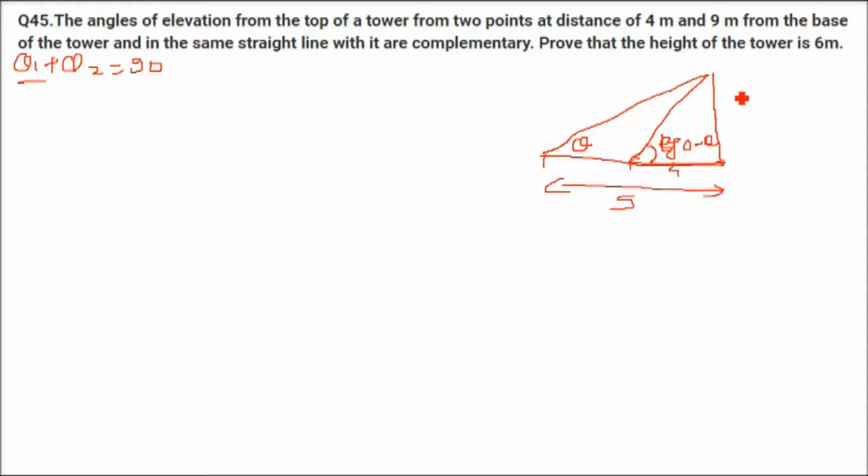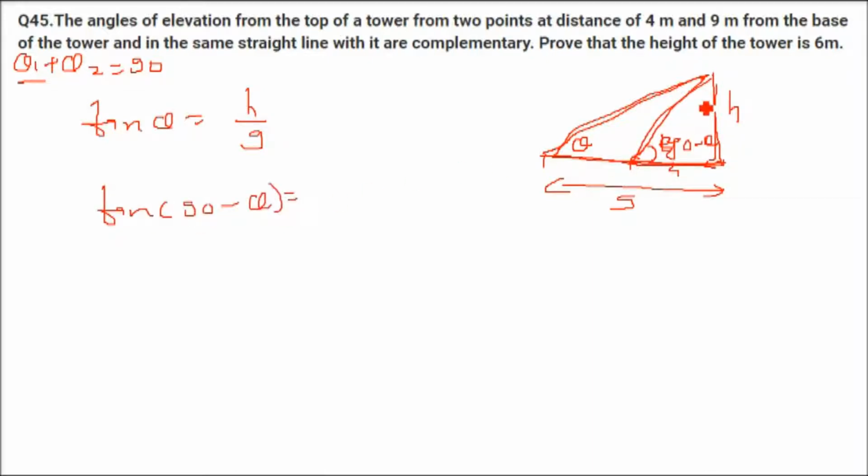So we have to prove that the height is 6 meters. So let us take this as height h. Now let me take the first triangle. So tan theta will be equal to perpendicular by base, so h by 9. And second one, we will take this one. So here it will be tan 90 minus theta. This is going to be h by 4, right?